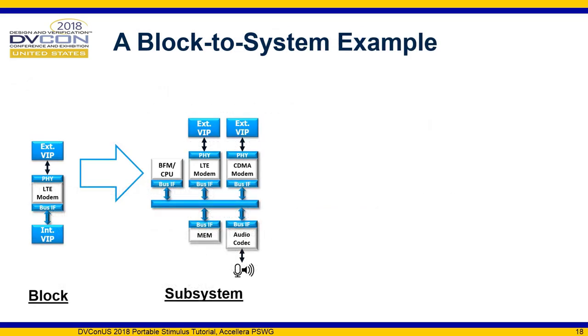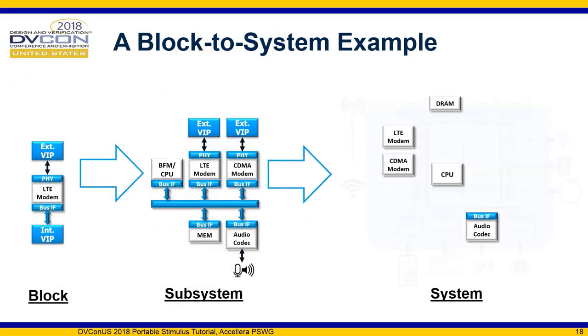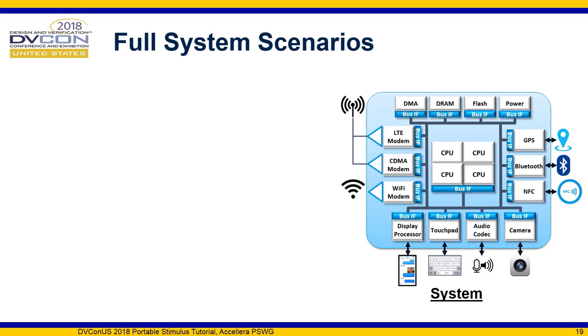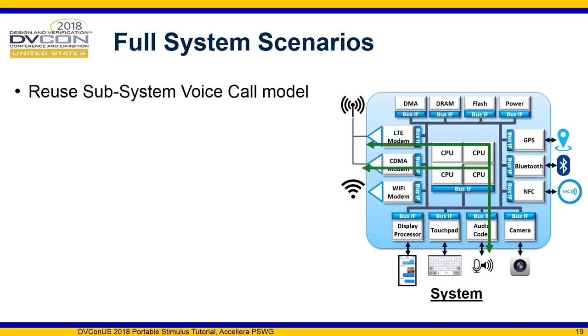So that was taking us from the block level to the subsystem level. Now let's push on up to the full system level. So this slide is a brief overview of what I'm going to do in the next few slides. At the system level, we're going to reuse that subsystem test, audio codec plus 2 modems, at the full system level. But now we have 4 CPUs.